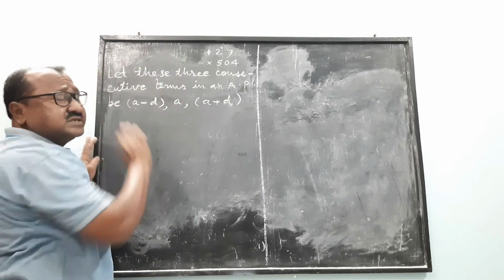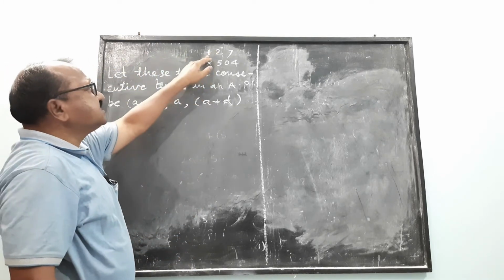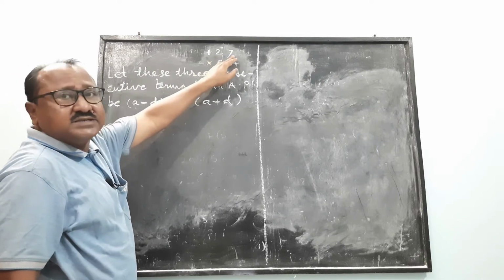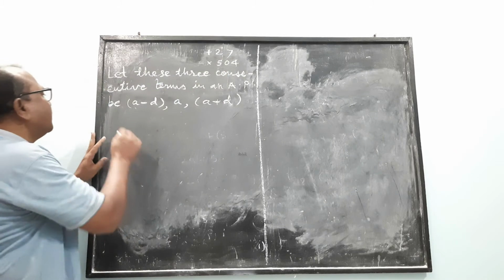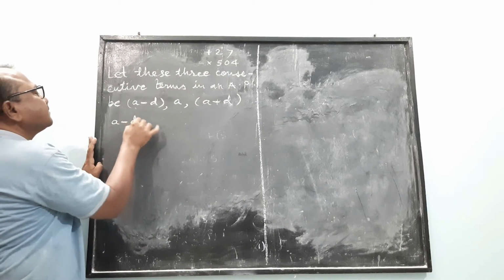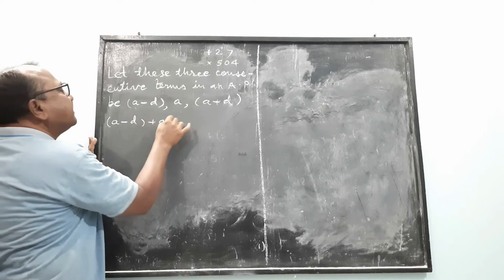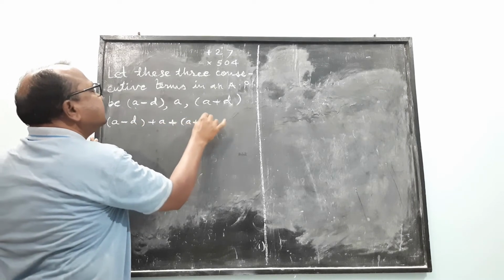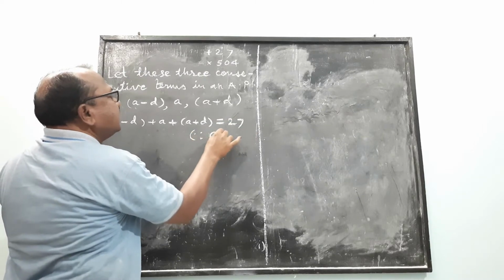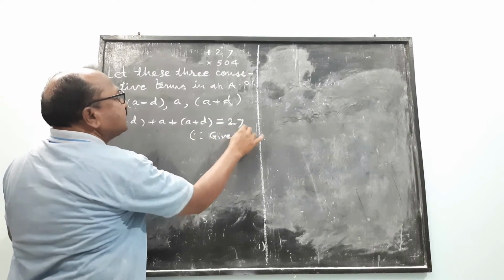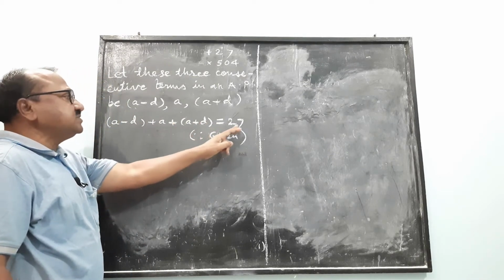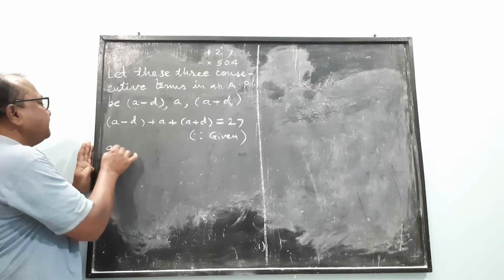Now, which is the first condition given in the problem? Sum of these three consecutive terms in an AP is given as 27. So, first of all, I have to write A minus D plus A plus D is equal to 27, because they have given in the problem that the sum of the three consecutive terms in an AP is 27. I have to simplify this further.